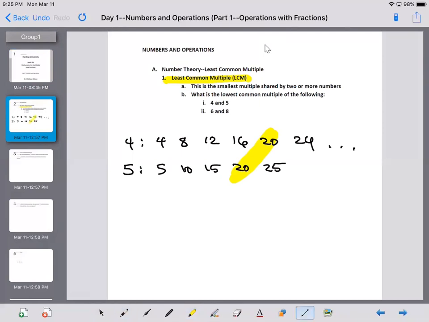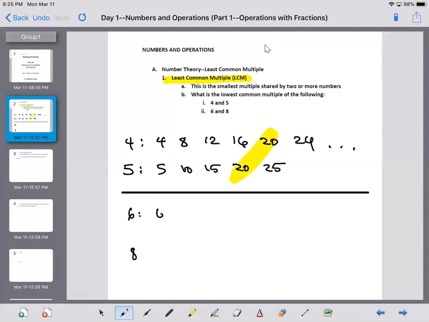All right, we'll do the same for 6 and 8. Skip count by 6. And this is the same as 6 times 1, 6 times 2, 6 times 3, 6 times 4, 6 times 5, 6 times 6. And then with 8, we've got 8 times 1, 8 times 2, 8 times 3, 8 times 4. And so we see that our minimum, which is what our least common multiple would be, and that is your lowest multiple of 6 and 8, which would be 24.